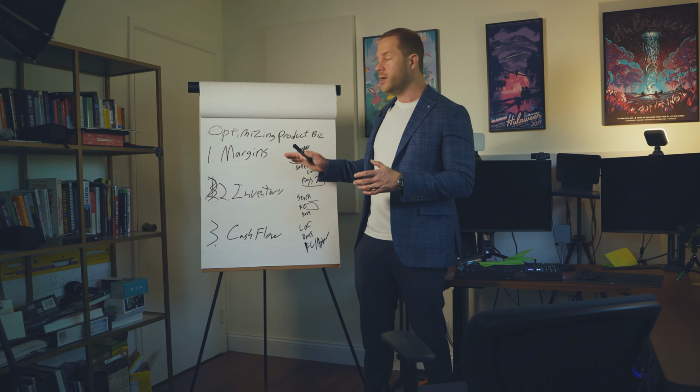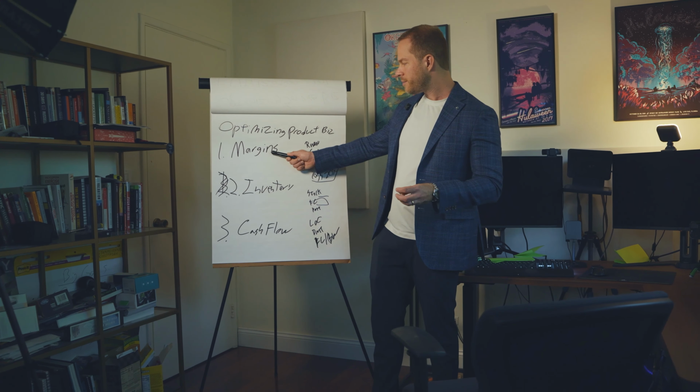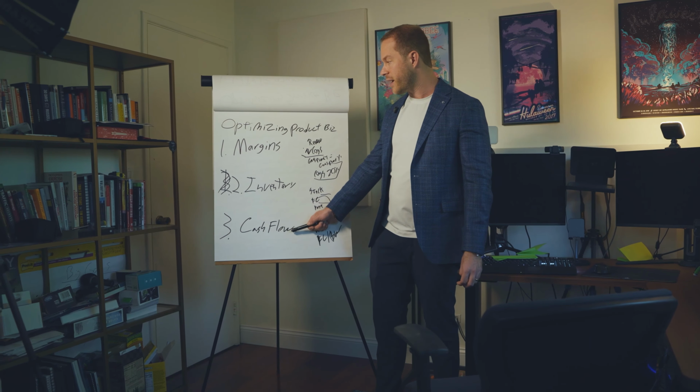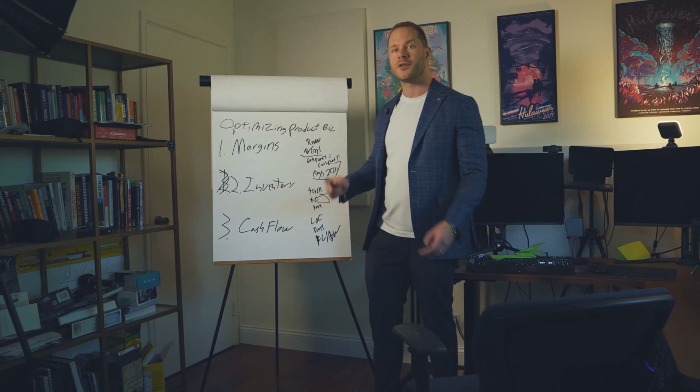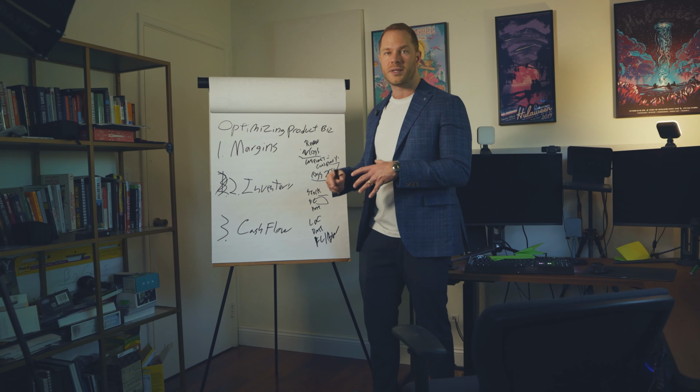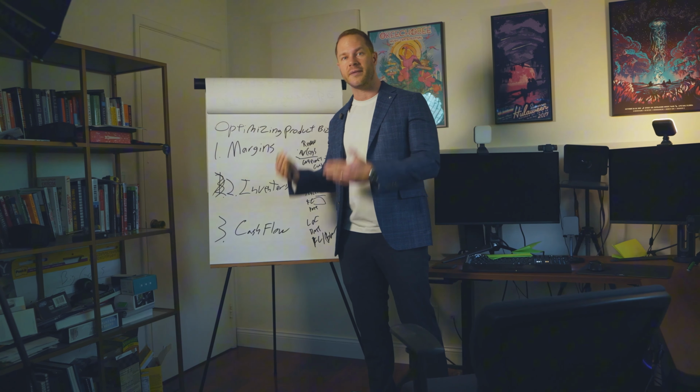So these have been 3 ways that we can optimize the business. We've covered margins, we've covered inventory, we've covered cash flow. If you do these three things for small product-based businesses, you can make them significantly more, and they can grow significantly faster.